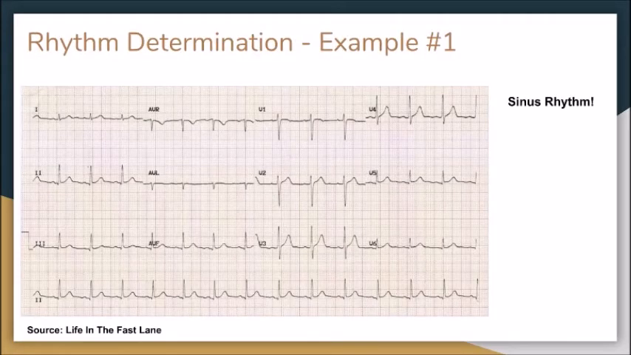So here we have a sample EKG. First, we're going to check leads 1 and 2 for the P waves. So I see lead 1 here. I see a P wave. I see a P wave. I see a P wave. P waves look good. I go to lead 2. I see a P wave. I see a P wave. I see a P wave. So both 1 and 2 have P waves. They seem normal. So this is a sinus rhythm.